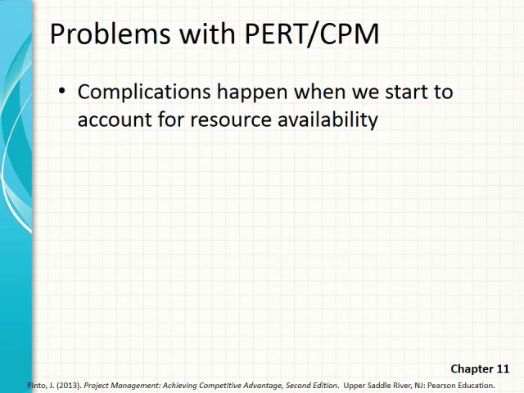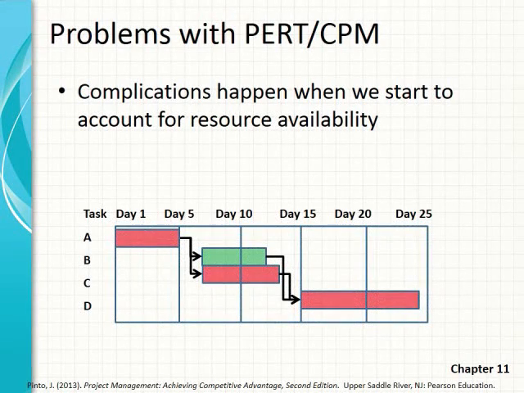Now, there are complications that happen to begin when we start to account for resource availability. You've seen this example before, where we have a very simplified project schedule with 4 different tasks or nodes, A, B, C, and D. We have 2 paths through this network, the red one being critical, and then there's a second path with a second activity, B, that is not critical. And here's where the problem lies.